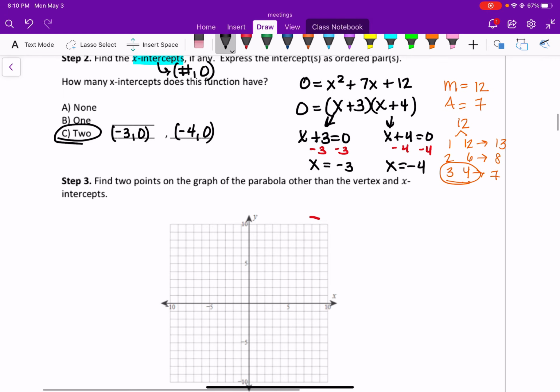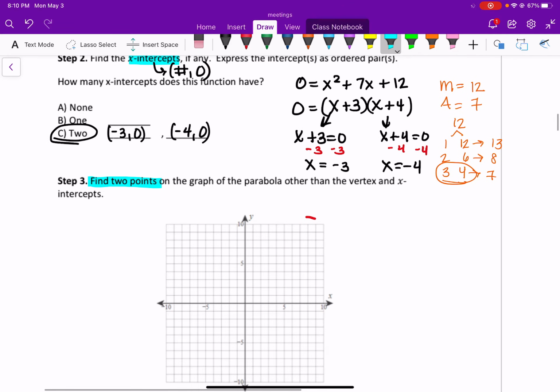All right, so the last step in this problem is two things. First, we're going to find 2 points, and then we are going to graph the parabola. So we're going to do 2 things on this one. We're going to find the points and graph.